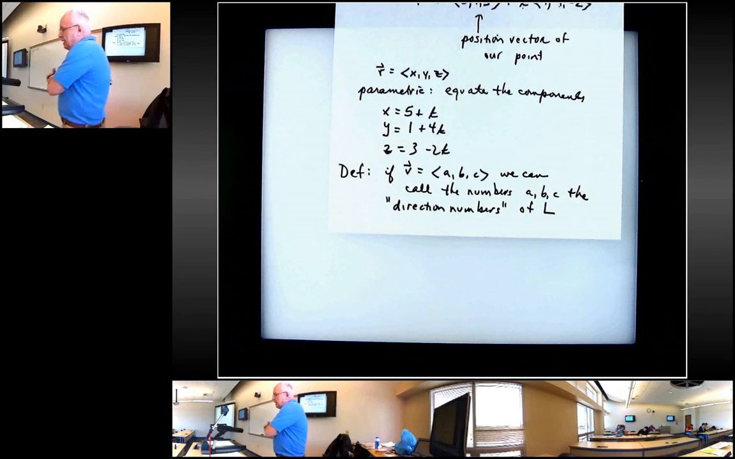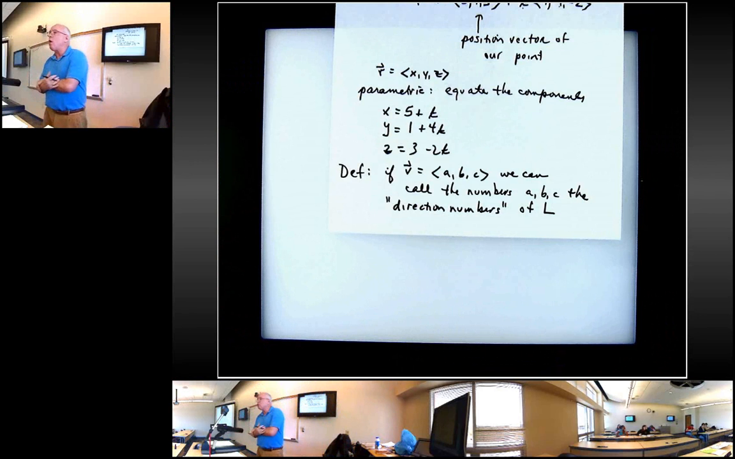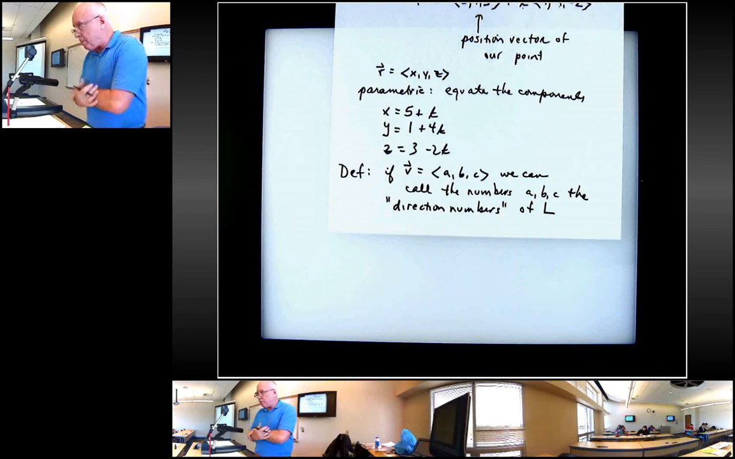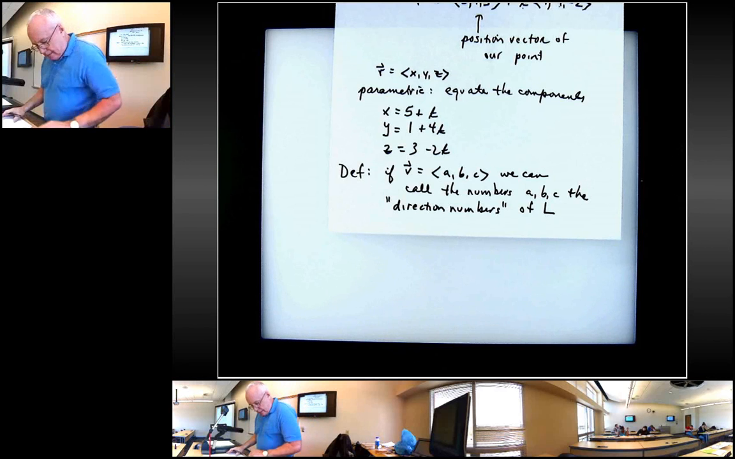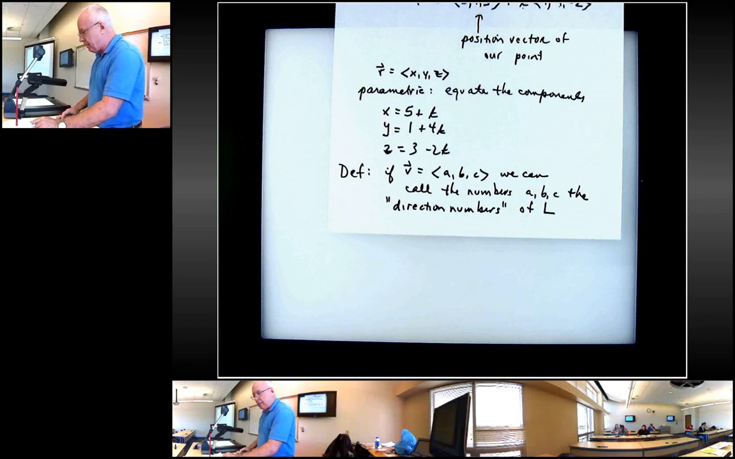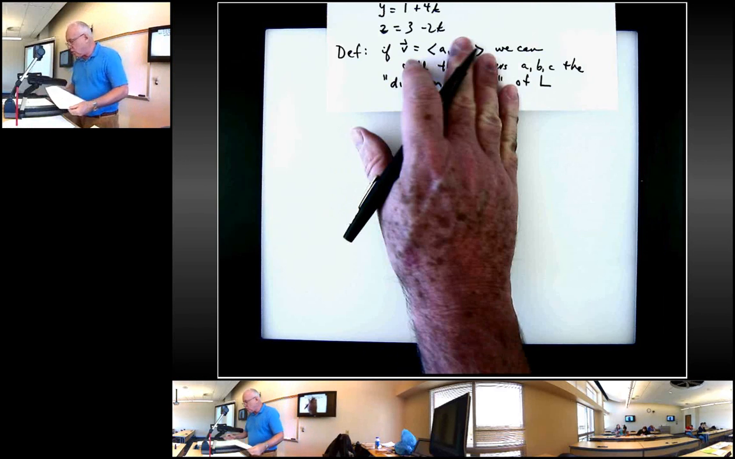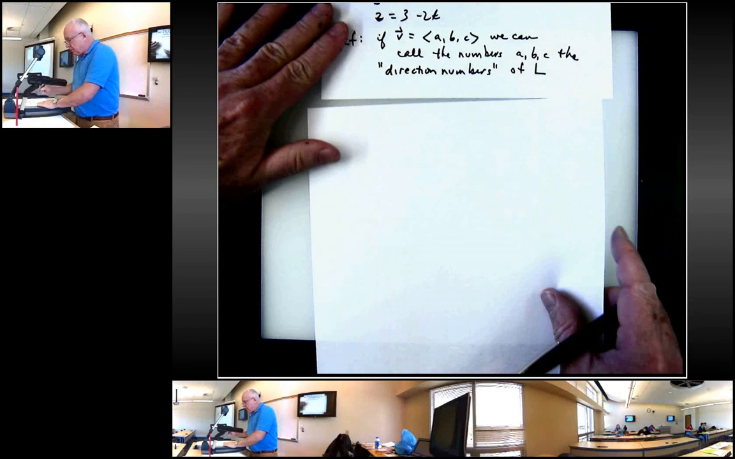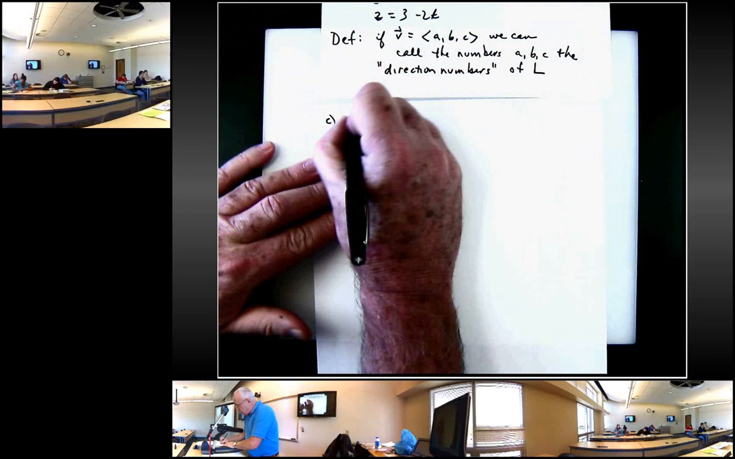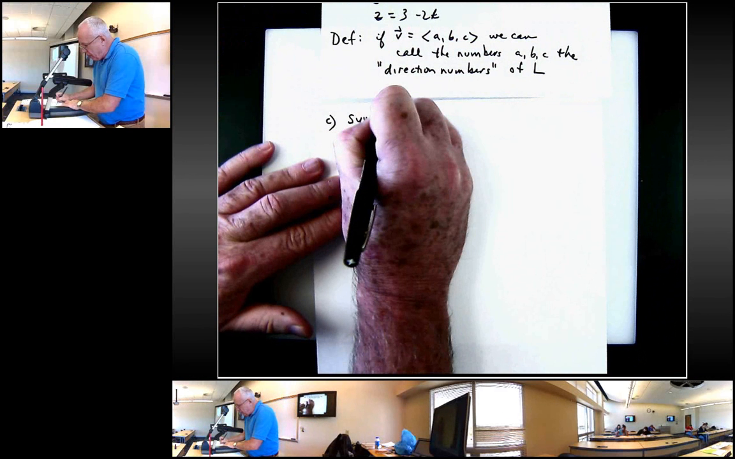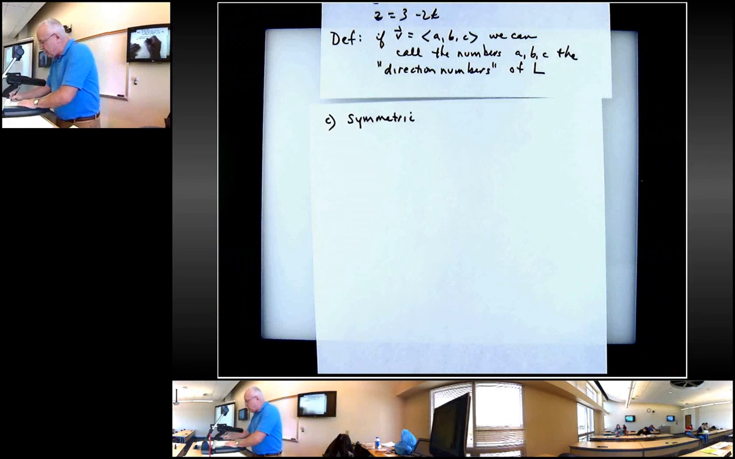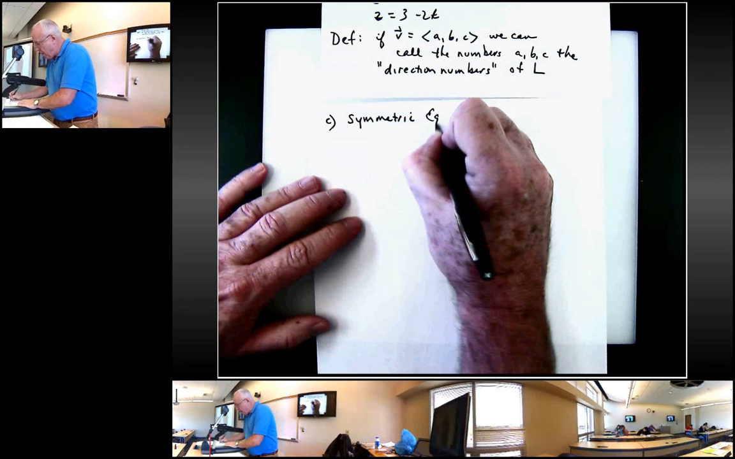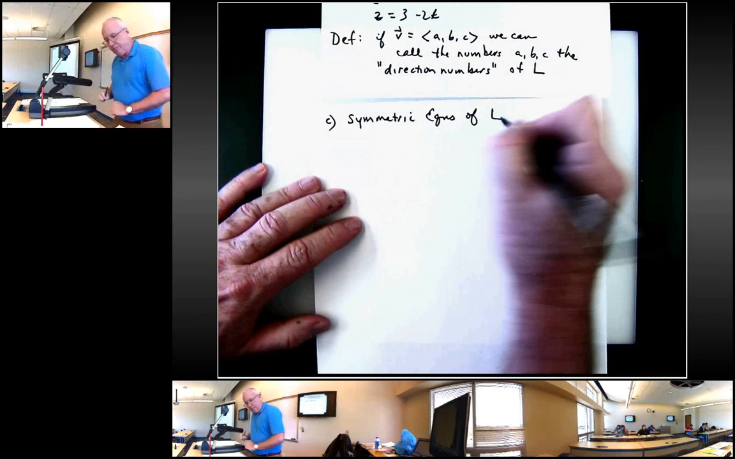All right. Now, there's one last format for the equation of a line, and it's called symmetric equations of a line. And let's show how we get that. So this is C. These are called symmetric, S-Y-M-M-E-T-R-I-C, symmetric equations of a line, of L.